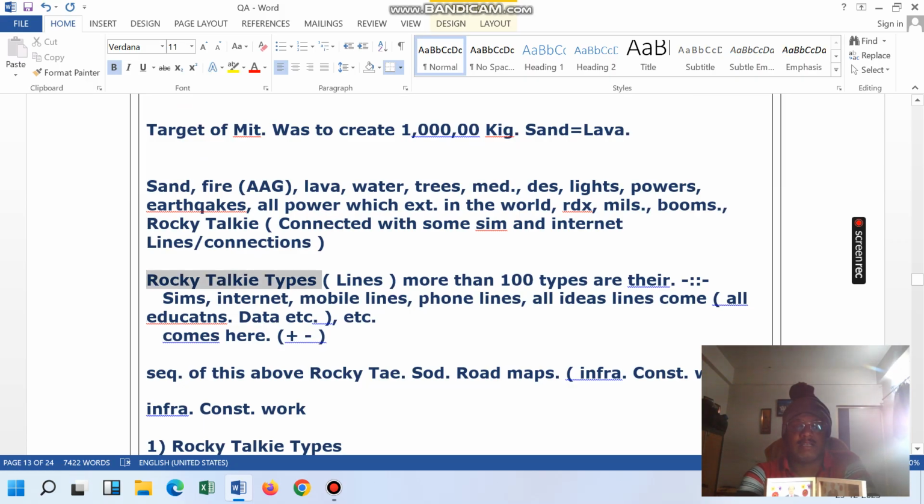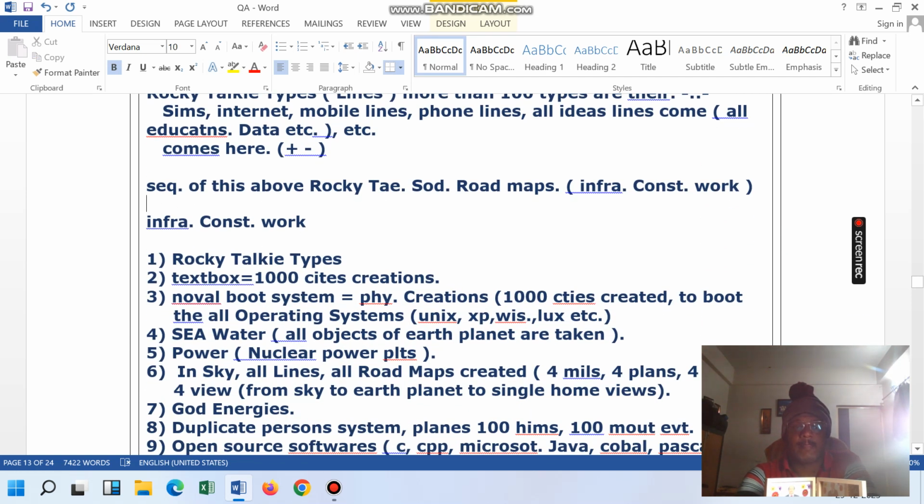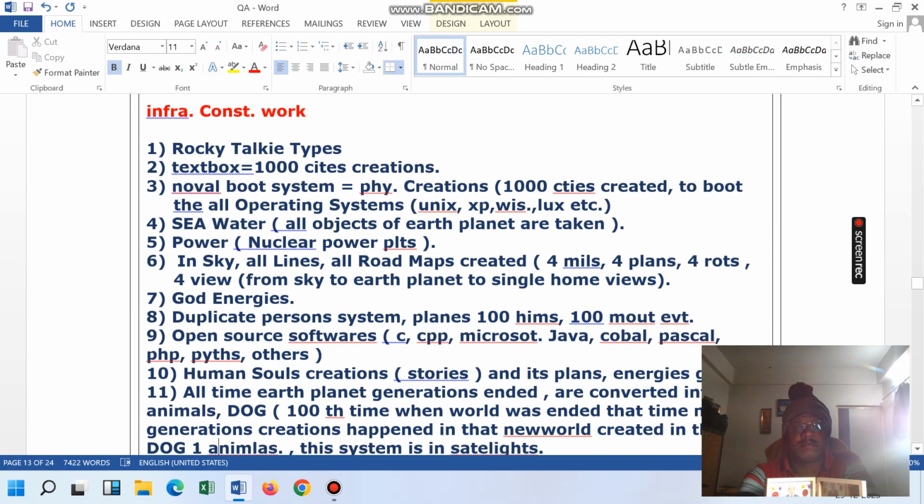Types of walkie-talkies, there are more than 100 types of walkie-talkies, and up to this all is infrastructure creation. All this comes into infrastructure work. And these all you can say are open source also, connected with that money, that is 12 lakh crore dollars. So this is open. All this comes into open source. This we have already discussed.